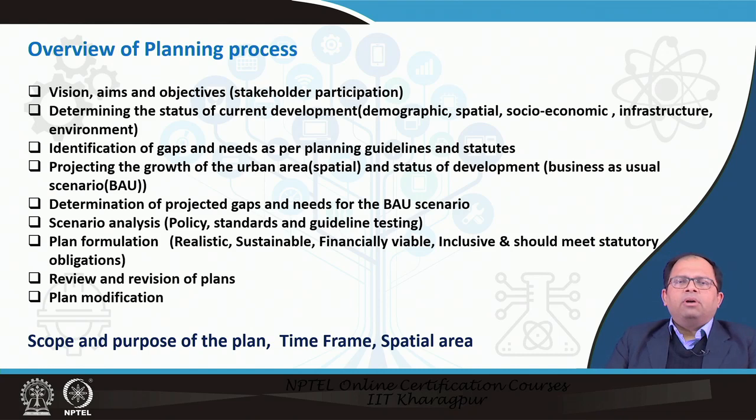So this is the overview of the urban planning process, and this is more or less undertaken for all different kinds of plans. But there are three things that we need to be very, very careful about. One is the scope and purpose of the plan. The second is the time frame of the plan, and the third is the spatial area for which we are doing the plan. For example, the scope and purpose of the plan is guided primarily by the vision that we have formed at the beginning. That means the plan would be able to do certain things, but it may not be covering certain other things. It depends on what we are focusing on, or what our vision is. So scope and purpose is very important.